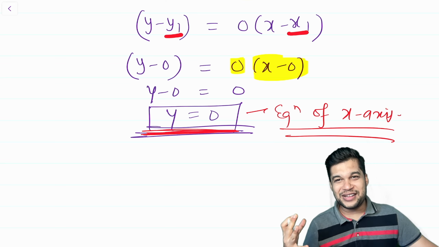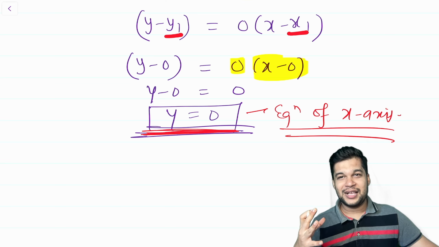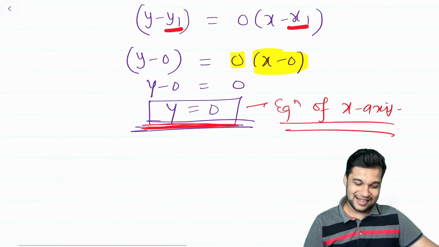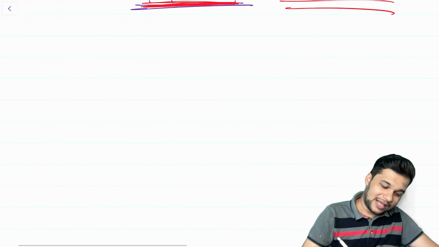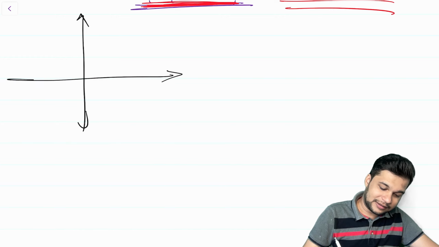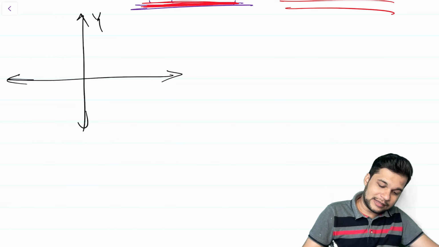So can you guess what is the equation of the y-axis? The equation of the x-axis is y equal to 0. What is the equation of the y-axis? If you are guessing x equal to 0, then yes, you are right. We'll just look at it. Let's say you have your Cartesian plane, something like that. This is your y-axis, this is your x-axis, and that's your origin.